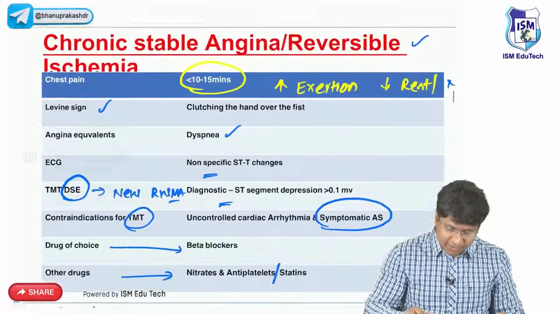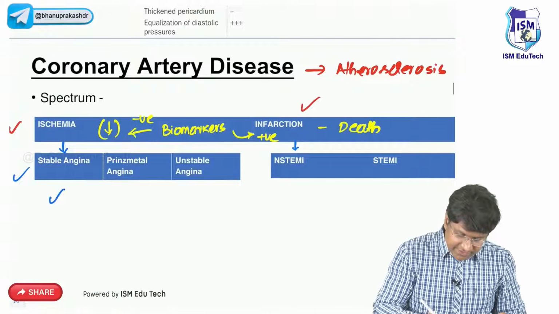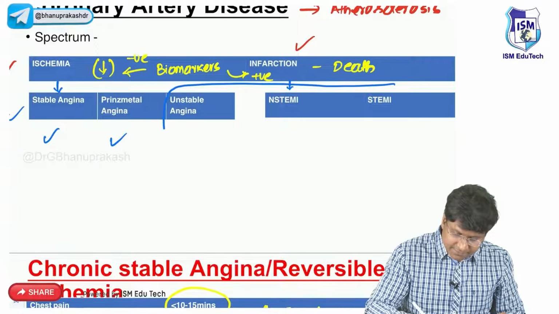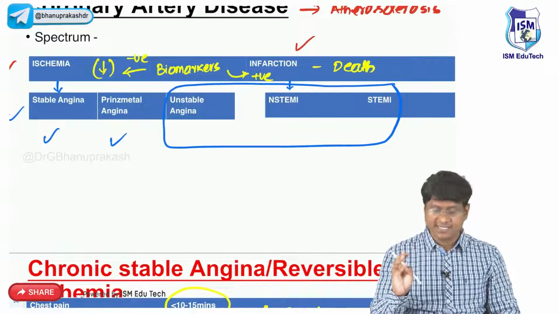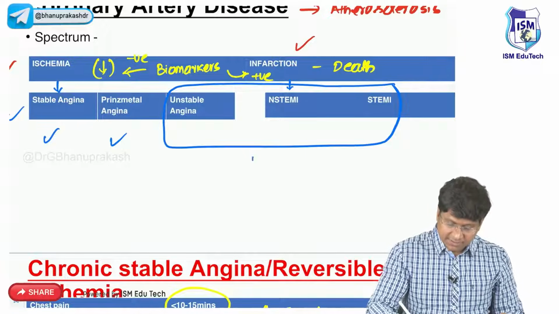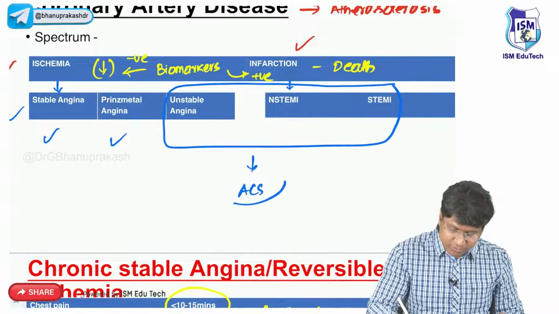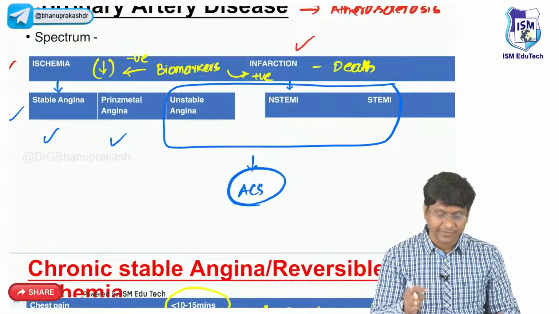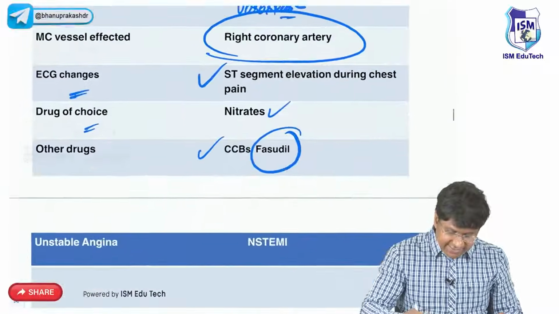Okay, so done with stable angina and Prinzmetal angina. Now you take these last three components, that is unstable angina, NSTEMI and STEMI. These three components come under what is called acute coronary syndrome. Now let me take up the discussion one by one. So you take the unstable angina.